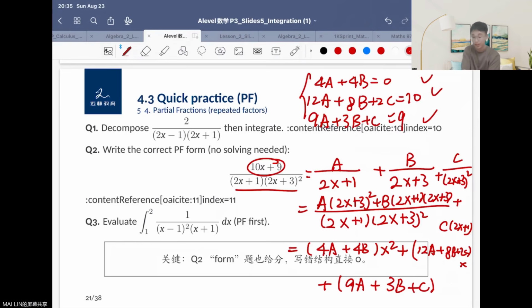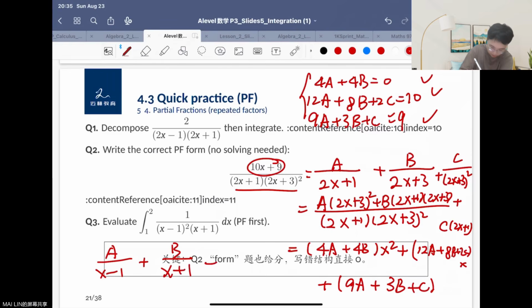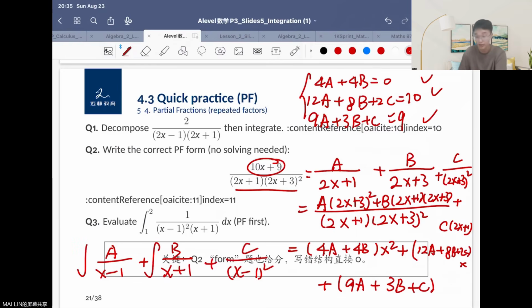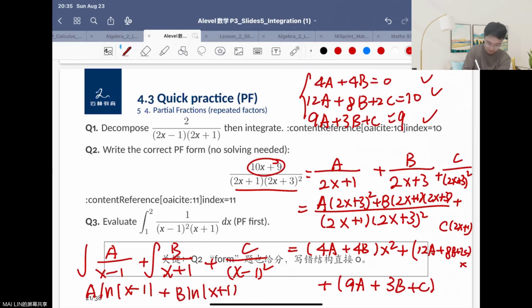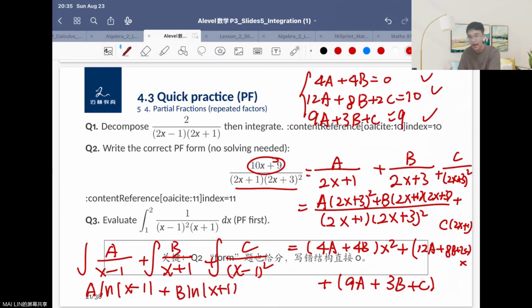For the last question, first make a partial fraction of it: A over x minus 1, plus B over x plus 1, plus C over (x minus 1) squared. I believe you can calculate the first two integrations, because they give A times log of (x minus 1) plus B times log of (x plus 1). But the last integration, C over (x minus 1) squared, how do we simplify it?